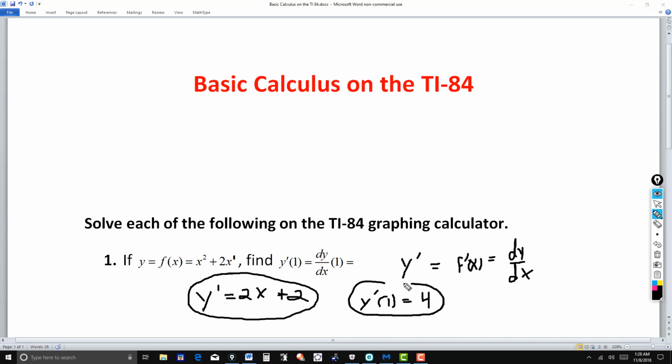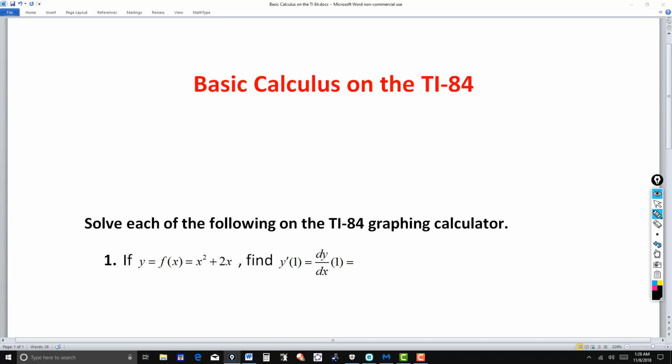Now if I were to graph this curve, f of x equal to x squared plus 2x, then when x is equal to 1, 1 squared is 1, 1 times 2 is 2, and 1 and 2 is 3. So that means at the point 1, 3 on that curve, the slope of the tangent line to that point is 4. So the answer is 4. Now let's do it on the calculator.